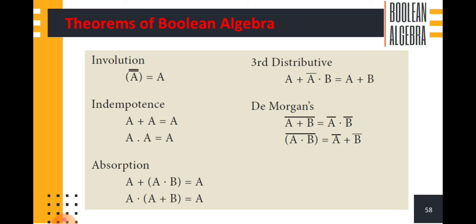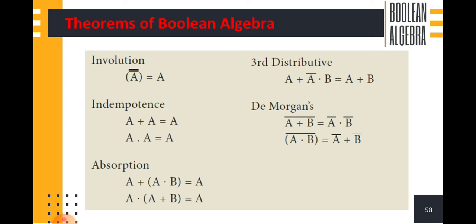Now you can see the involution. That is, A complement complement is equal to A. The complements are cancelled based on the involution theorem. Okay. And then the next, the third distributive law, A plus A bar dot B. We can write this as A plus A bar into A plus B. A into A bar gives the value 0, and we omit that term, so we get only A plus B.